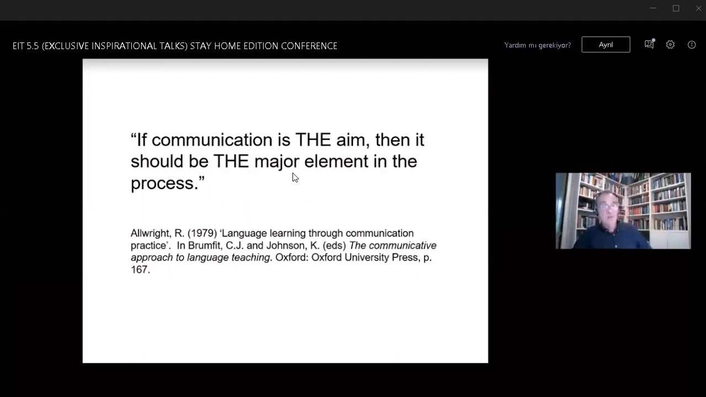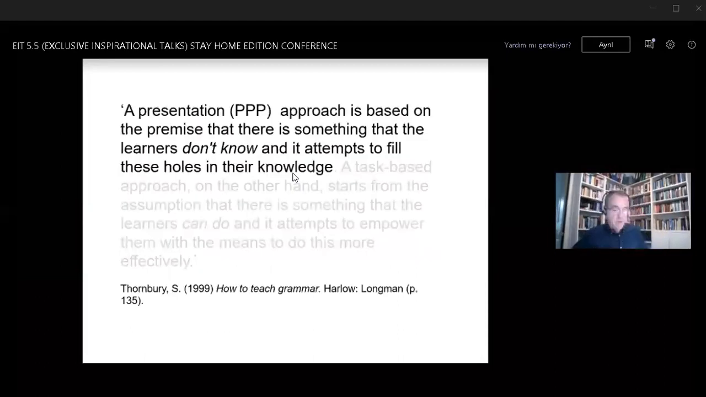And on the subject of task-based learning, I just wanted to share with you a longer quote that I wrote, contrasting again the two cycles, if you like. So a presentation approach, that is what we call PPP, present, practice, produce, is based on the premise that there is something that the learners don't know, like the third conditional. And the approach attempts to fill these holes in their knowledge. So it's based on a kind of deficit view of language. There's something that you don't know, learners, something I know because I'm the teacher, and I'm going to give you my knowledge, and you're going to be eternally grateful.